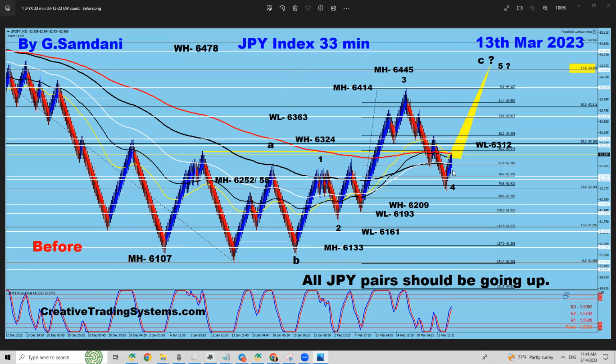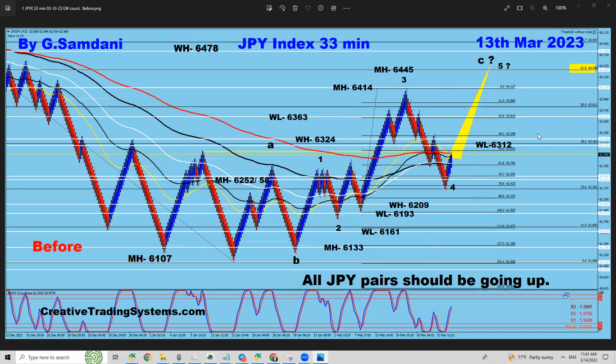Now, the yen index going up means yen is getting weaker, and yen is always on the right hand side in each and every single pair. So if the yen index is going up, yen is getting weaker, which means all yen pairs should be going up with that. All right. So I wrote down here the note that all pairs should be going up if this continues to go to the upside.